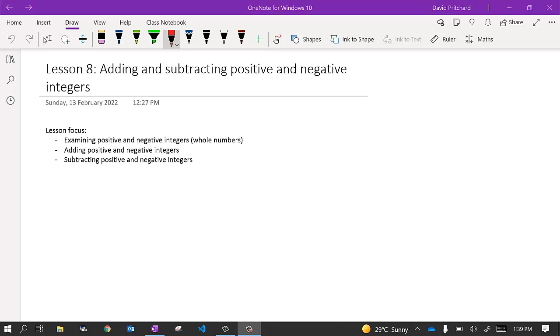Hello, year sevens. Today we're looking at adding and subtracting positive and negative integers. So the lesson is all about whole numbers and being able to add or subtract despite whether they're positive or negative values. The first thing we're going to start with is just talking about positive and negative integers.